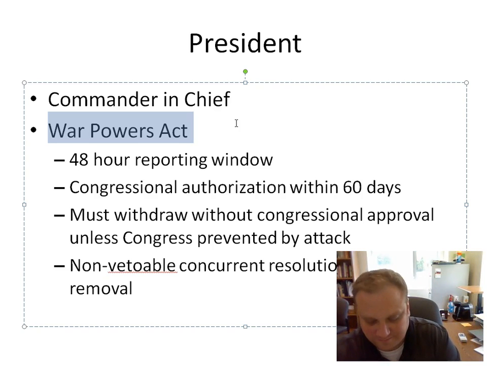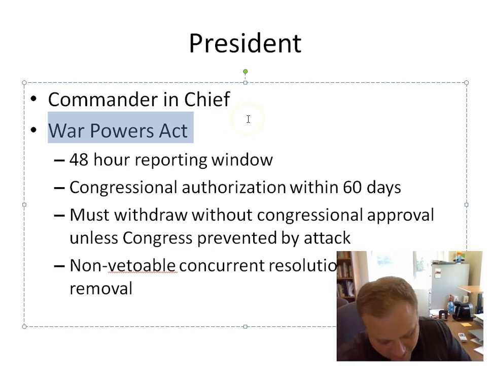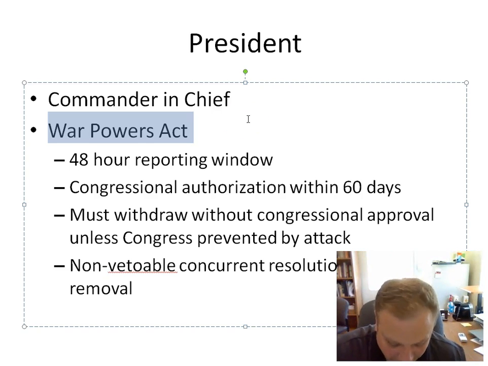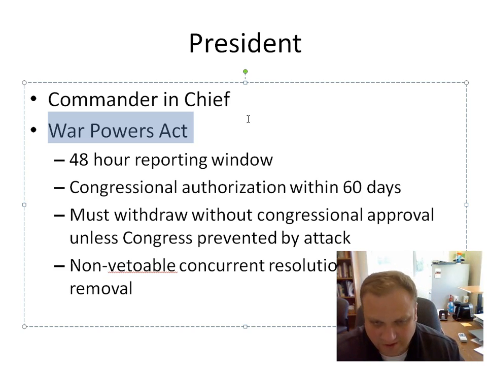It said that the president could send troops, could call up the troops and use them. However, the president has a 48-hour reporting window, which means that he has to advise Congress within 48 hours of mobilizing the troops, and that's pretty firm. So he can't just start sending out the military willy-nilly. So he has to report to Congress in writing within 48 hours that he's introduced American troops to an area.